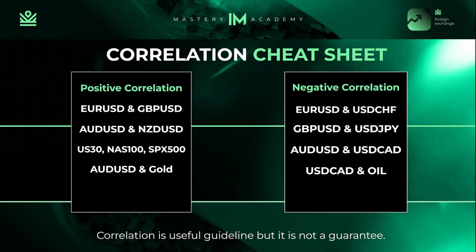For some negative correlations, or markets that generally move in the opposite direction, we have things like Euro USD and USD CHF, GBP USD and USD JPY, AUD USD and USD CAD, or even at times, we could see the price of oil go down and the USD CAD Forex currency go up. So there's that negative correlation there.